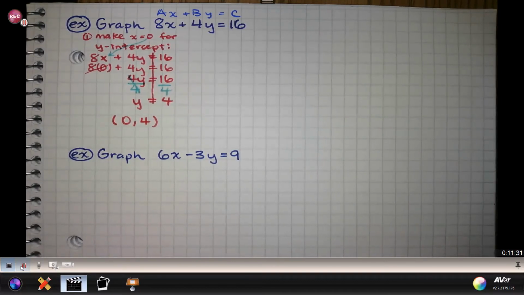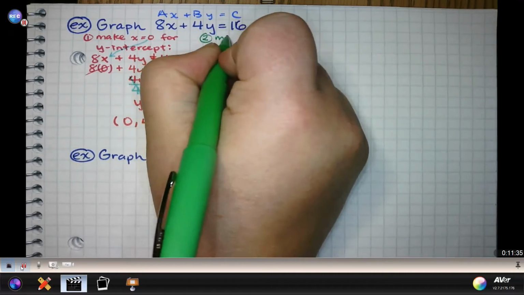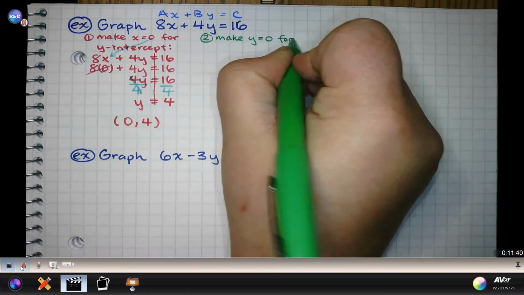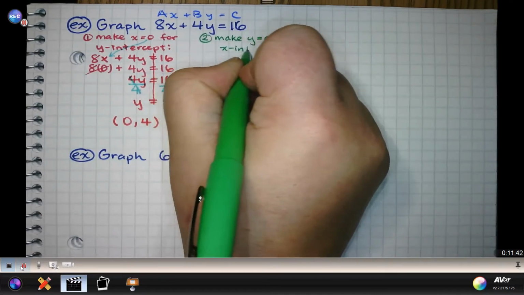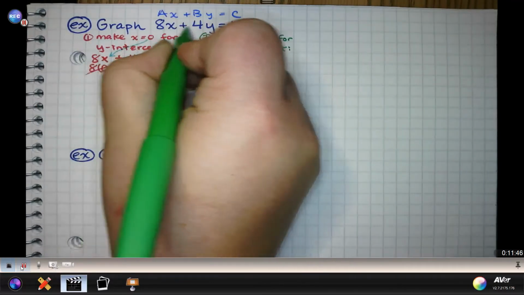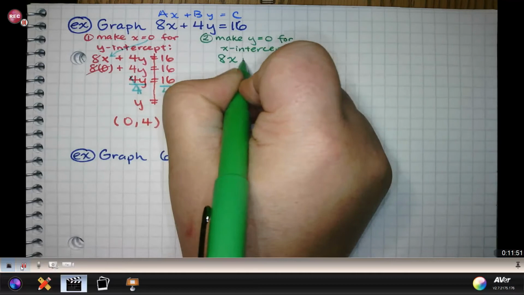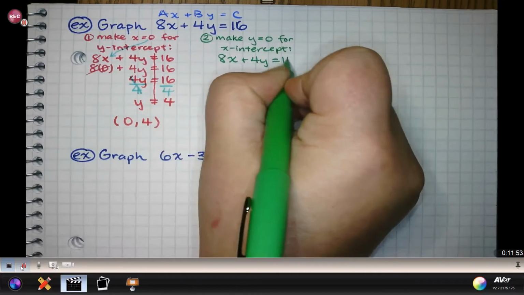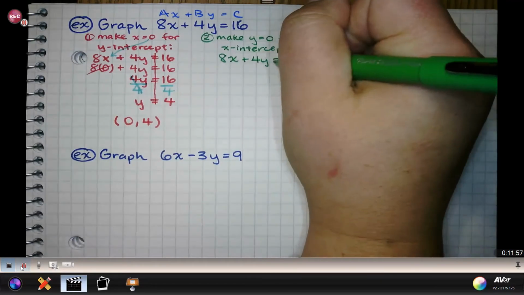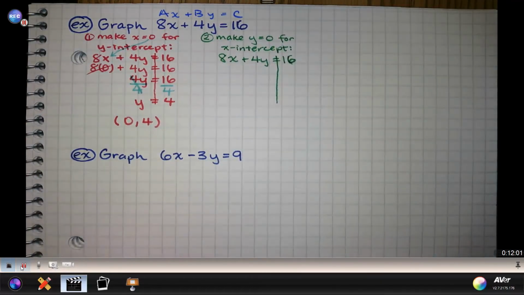Okay? Then step 2 was to do the opposite of that. Make y equal 0 for the x-intercept. So again, I like to start by just exactly rewriting my equation, not changing anything. 8x plus 4y equals 16. I notice that the more I try to change things one step at a time, the more I will mess things up. So put a line down my equal sign.